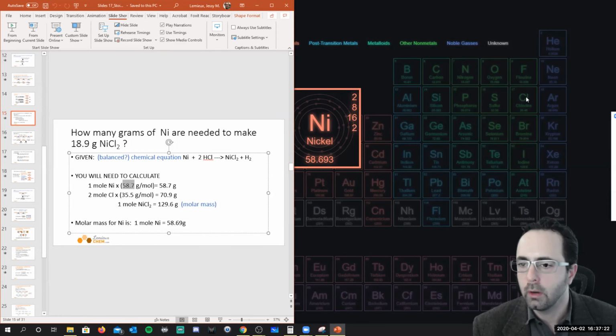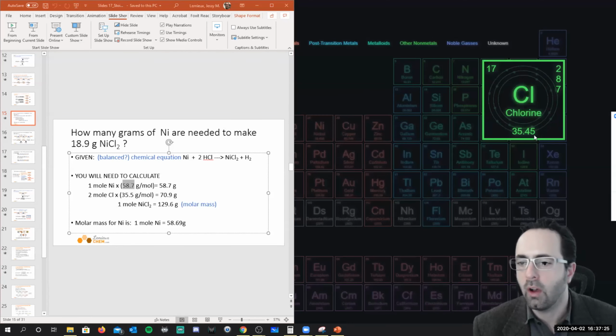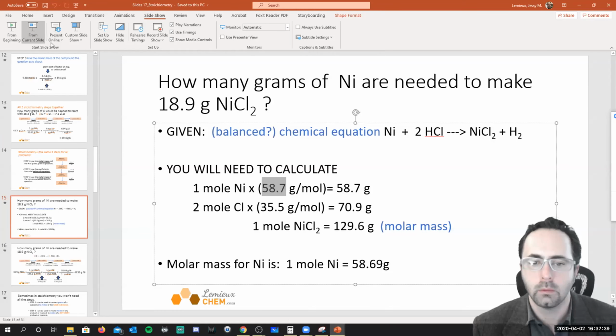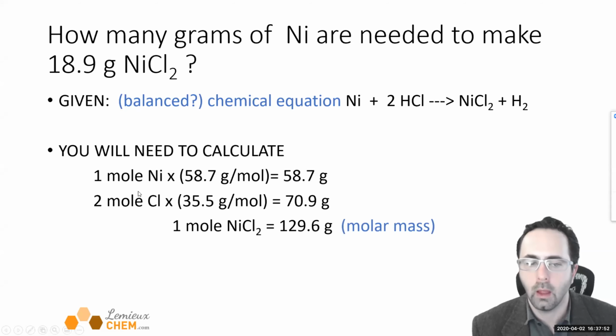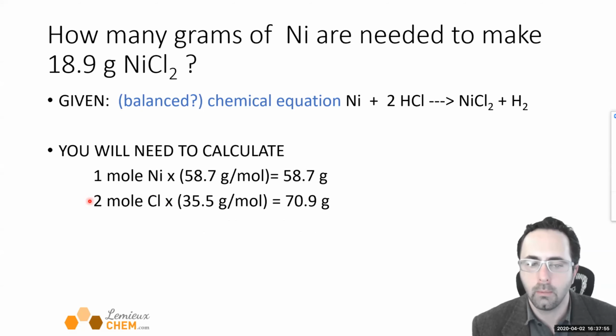For chlorine, the molar mass of chlorine is 35.45. I rounded that to 1 after the decimal, 3 sig figs. Since this was a 5, I rounded the 4 up, 35.5. And we've got 2 of those, so we'd multiply that by 2. In 1 mole of nickel 2 chloride, we have 1 mole nickel, and each mole weighs 58.7 grams. So we have 58.7 grams of nickel atoms. We have 2 moles of chlorine, each one of those weighs 35.5 grams. So 2 times 35.5 is 70.9.